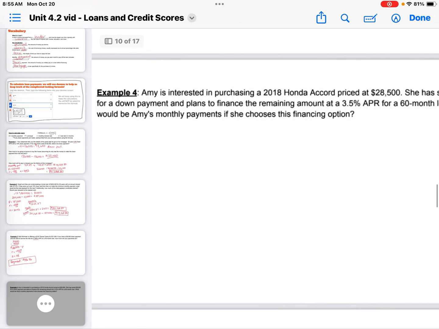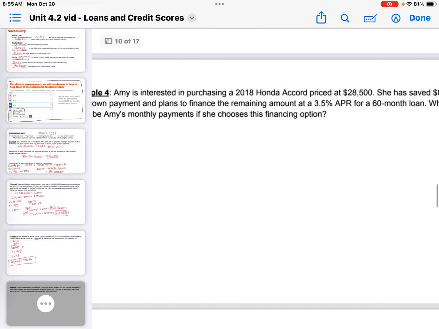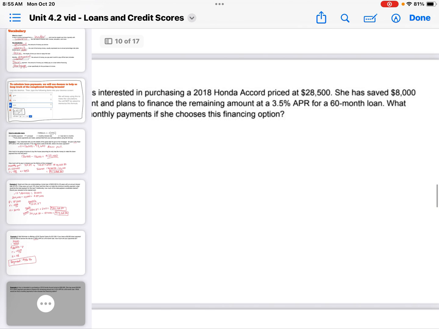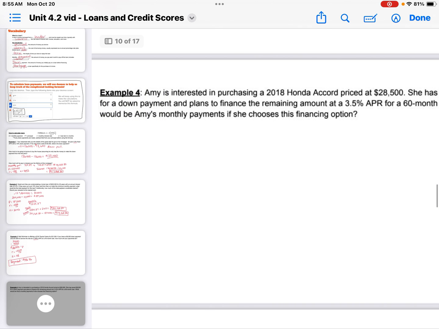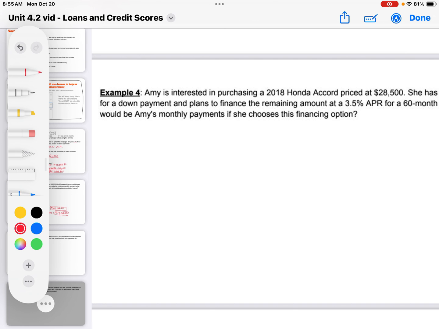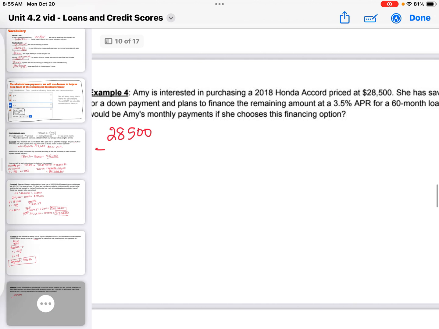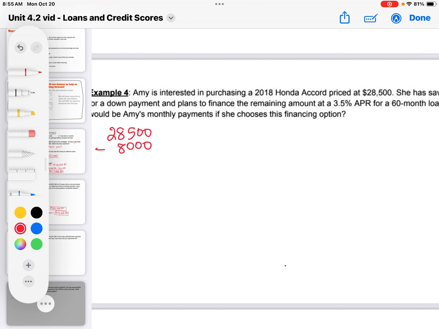All right. Amy is interested in purchasing a 2018 Honda Accord, priced at $28,500. She saved $8,000 down for a down payment. Let's go ahead and figure out what that is. How much did she save? Okay, she saved $8,000. So she's going to finance $20,500.